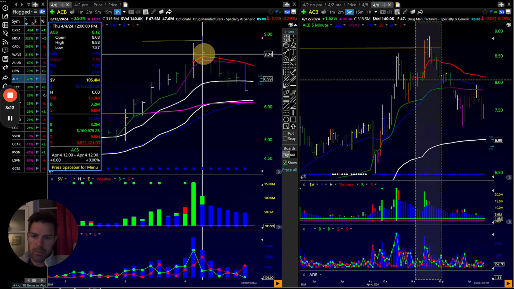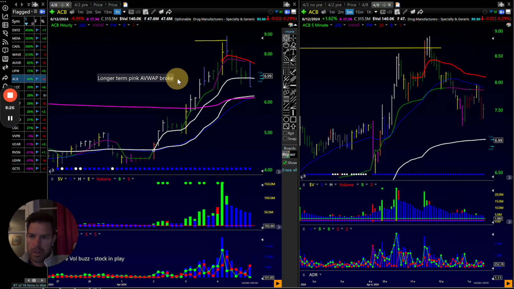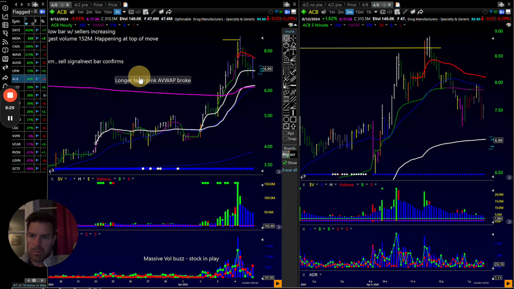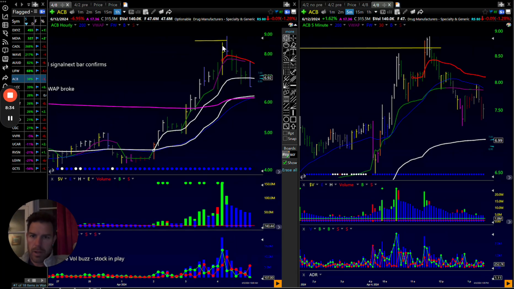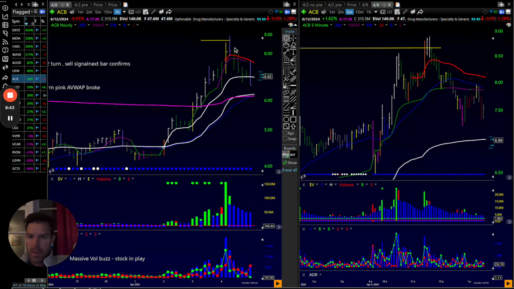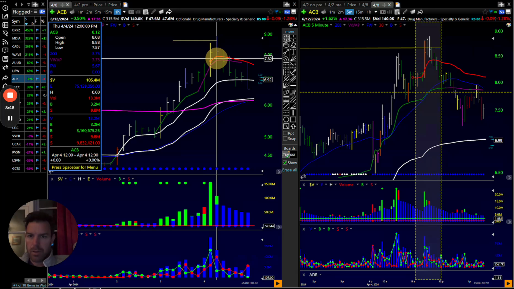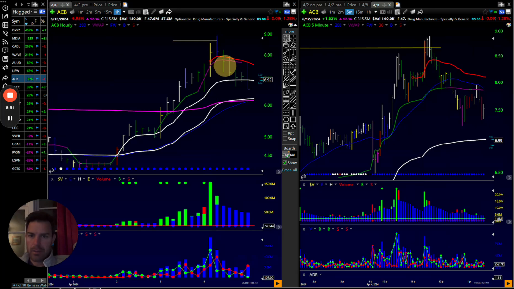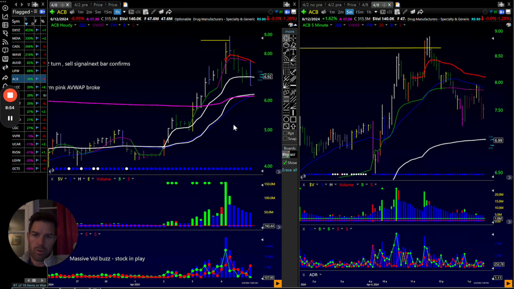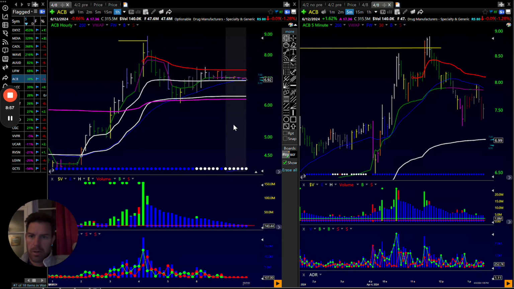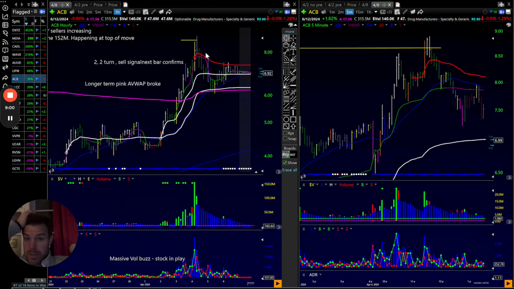Because here, that's where I have this marked up. So you broke the longer term anchor VWAP here in pink. Then you have a turn. You have a new high that fails, and then a turn. These purple bars are sell signals, the way that I have them coded. And right here, a break of this low down through VWAP, that's a short. So you could have shorted it right there. But if you're long, that's a signal saying this move is probably over, time to get out.